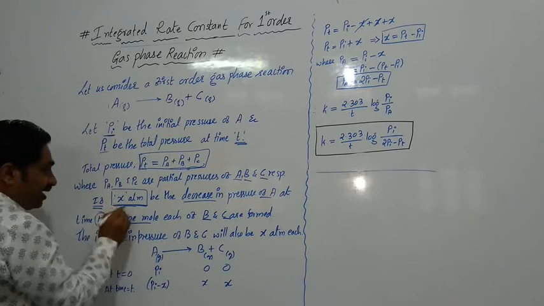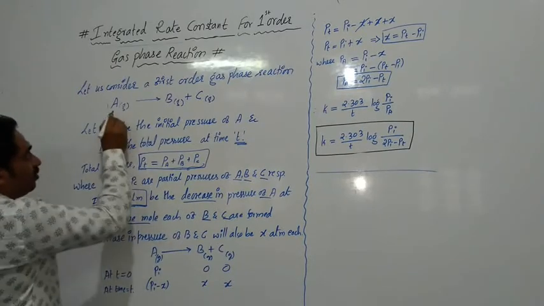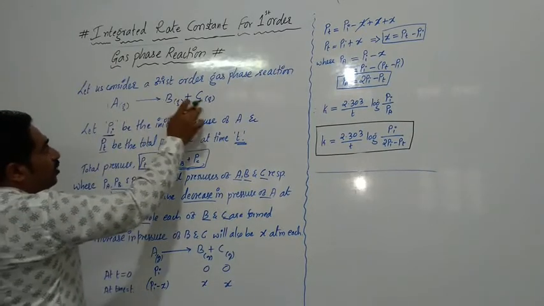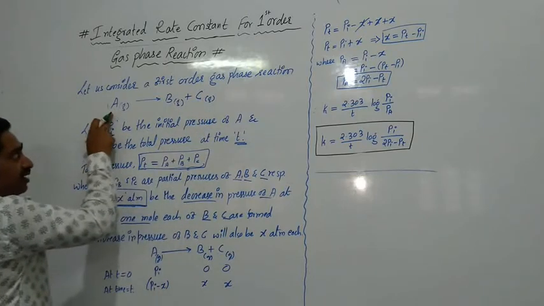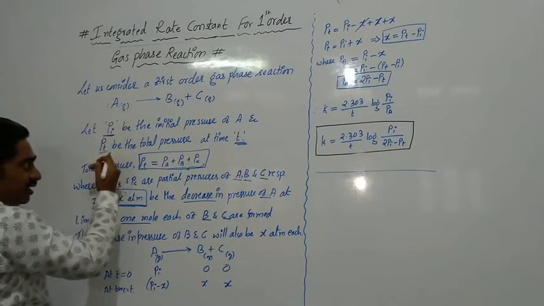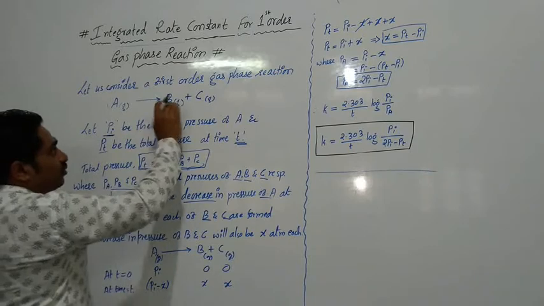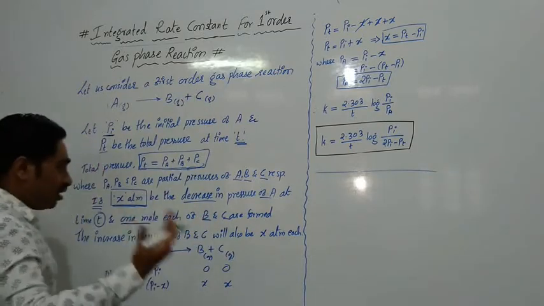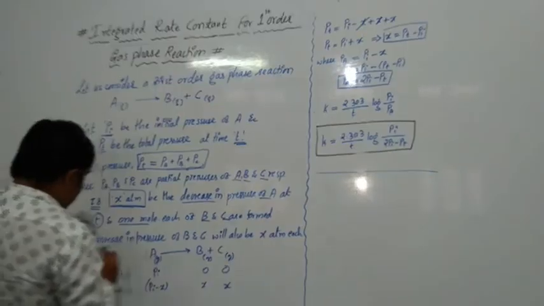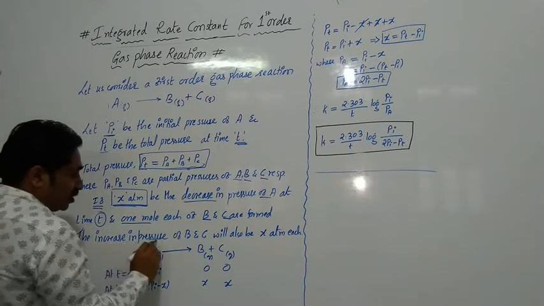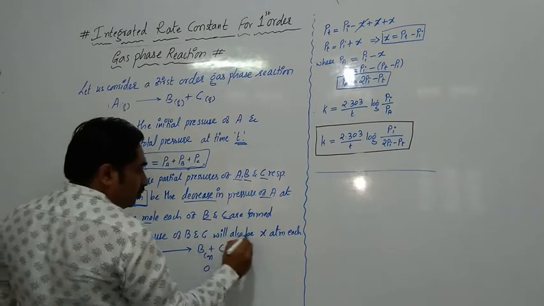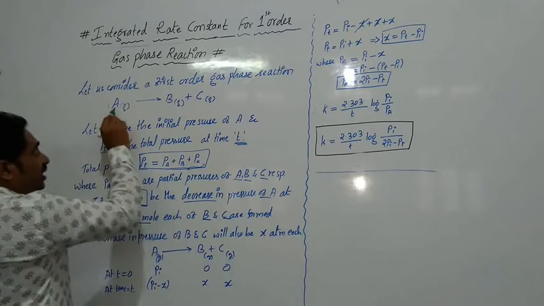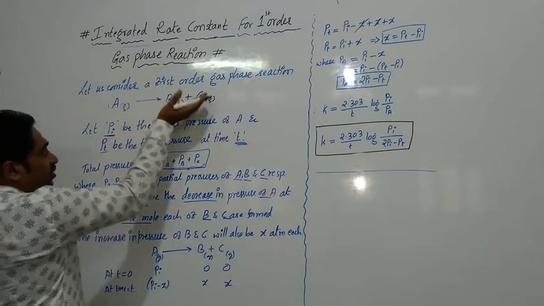On decreasing x amount of pressure in case of A, 1 mole of B and 1 mole of C are formed. Let us assume that when the pressure decreases by x, 1 mole of B and 1 mole of C are formed. The increase in pressure of B and C will also be x atm. Whatever the decrease here, the pressure must increase by that much there.